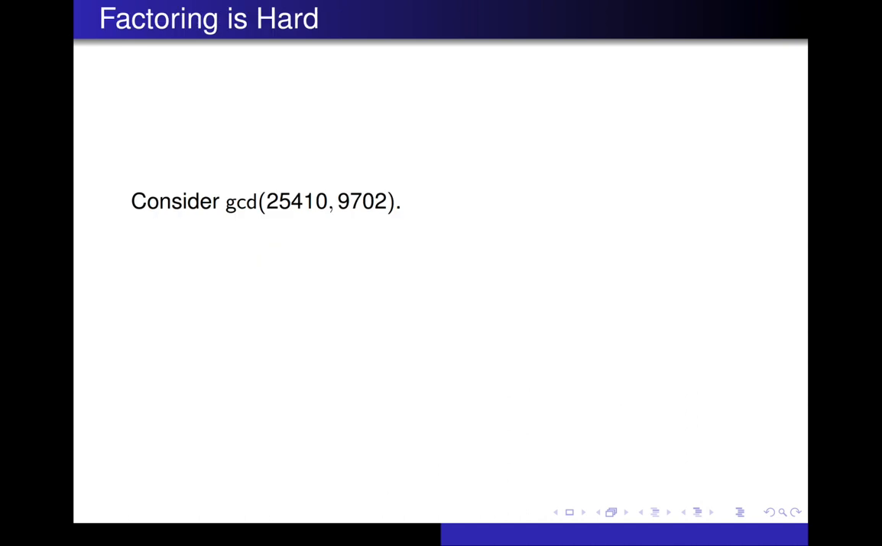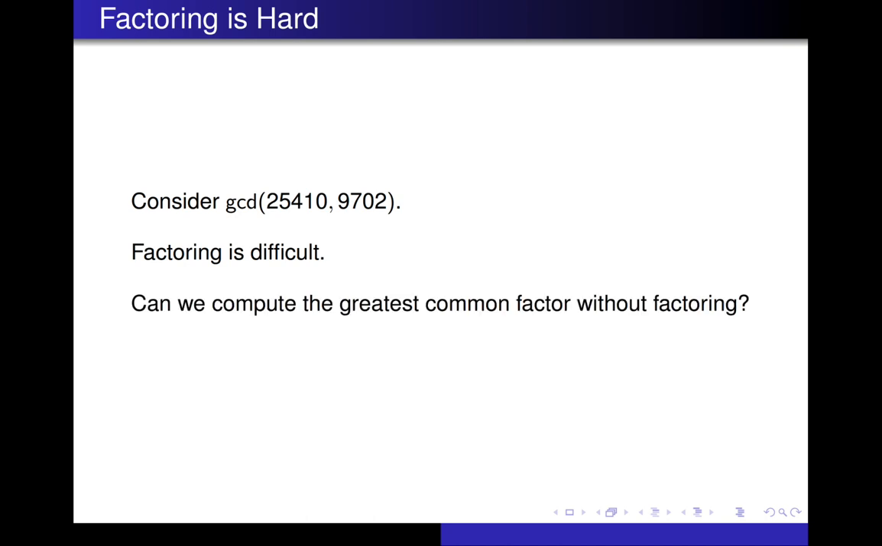So let's look at this problem, which was the last one on the greatest common divisor problems that you just did. This is not a very pleasant GCD to find. Factoring is difficult, so finding a prime factorization is very hard. And so the question is, can we compute the greatest common factor without factoring and without trying every single number between 1 and 9,702? That would not be fun. Well, let's see what division does for us.